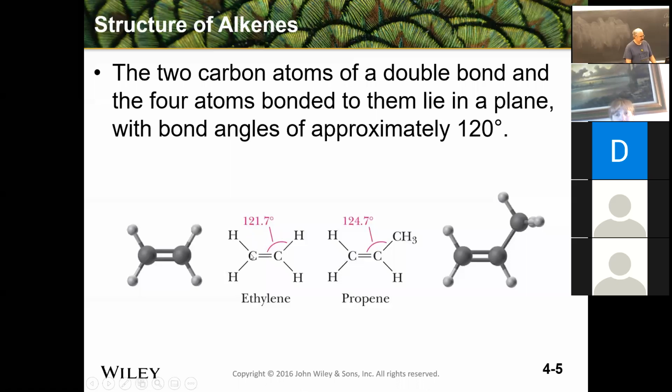The CCH bond angle that's shown there is 121.7. Okay, so this bond angle would be a little bit smaller than 120, but they're all approximately 120.